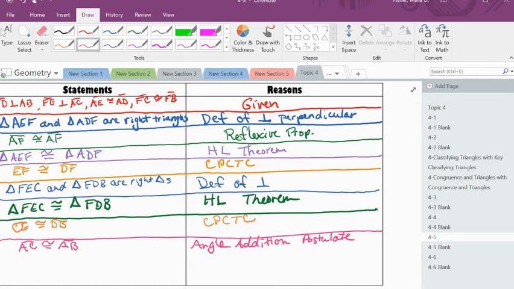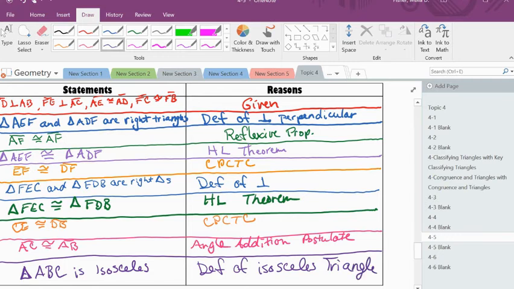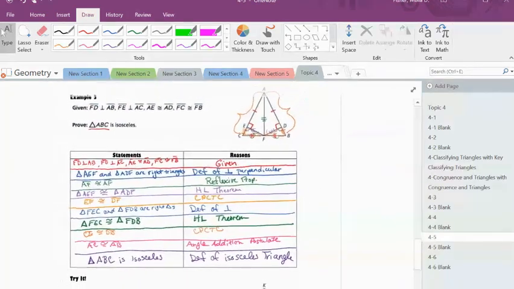And then our final statement is that triangle ABC is isosceles, and that is just the definition of an isosceles triangle. Because an isosceles triangle has two equal sides, and that is what we just proved. And go ahead and make sure you can see this all on the screen at one time, just so that if you need to view that better, you can.